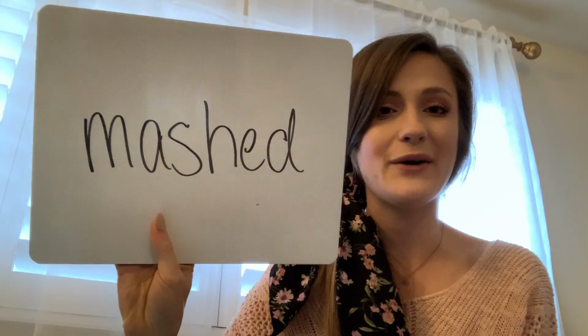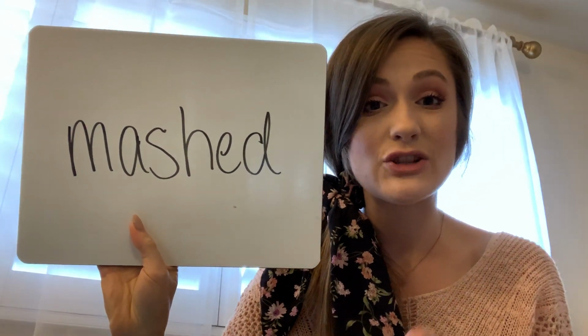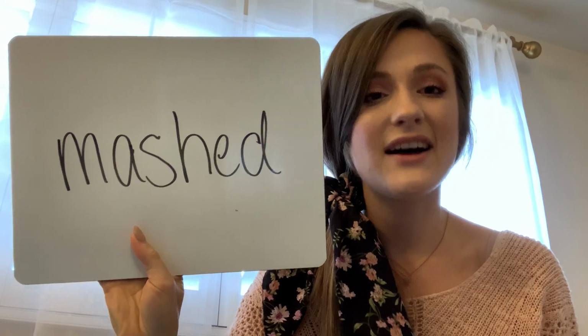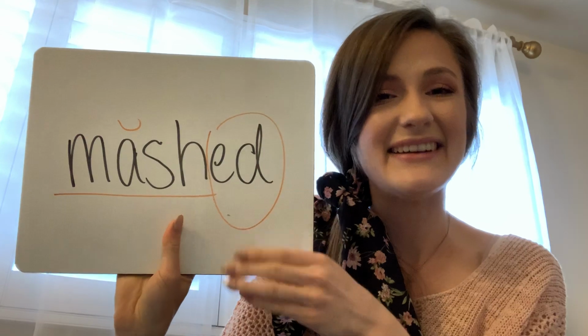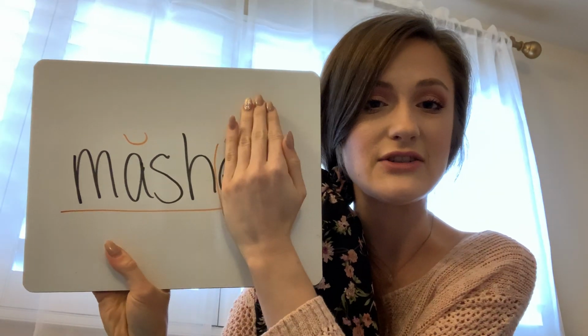Nice job. Let's go ahead and do another one together. Here it is. Okay, here we go. Go ahead and write this word down for me. Circle the special sound and underline the root word. Okay, did you circle? Did you find that ed? Good job. And then the root word was right here.